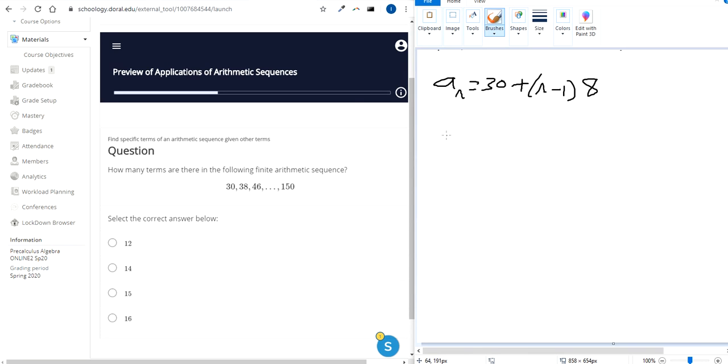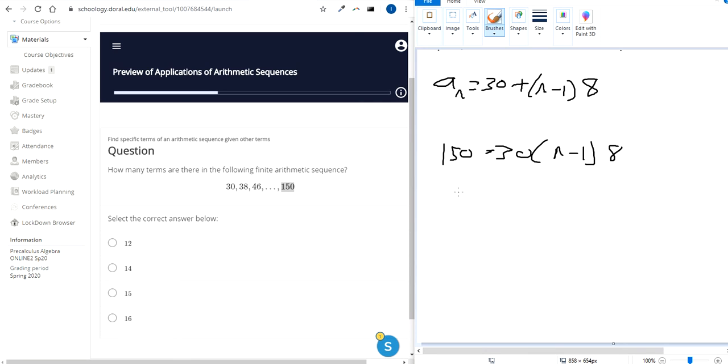So we want to know what n is when we've reached 150. The reason is because this is the last term in the sequence. If we can find out what this stands for, like this is n equals 1. Oops, this is n equals 1. This is n equals 2. This is n equals 3. If we can find out what n equals for 150, then we've found out how many terms are in the sequence. So plug 150 in for a sub n.